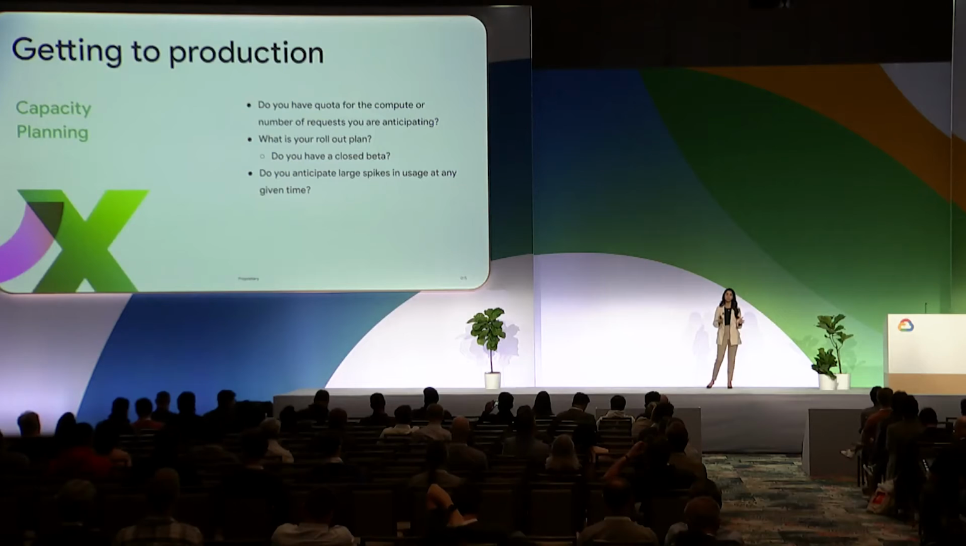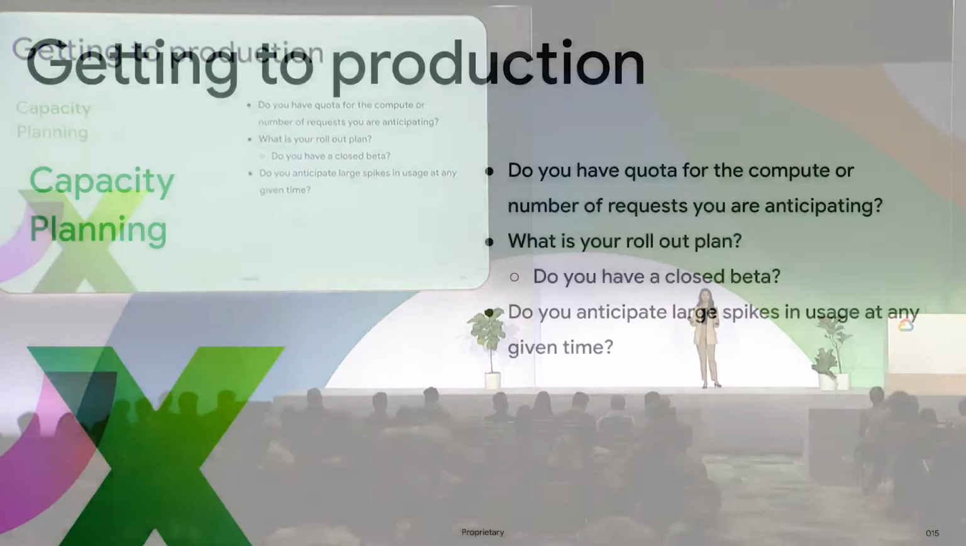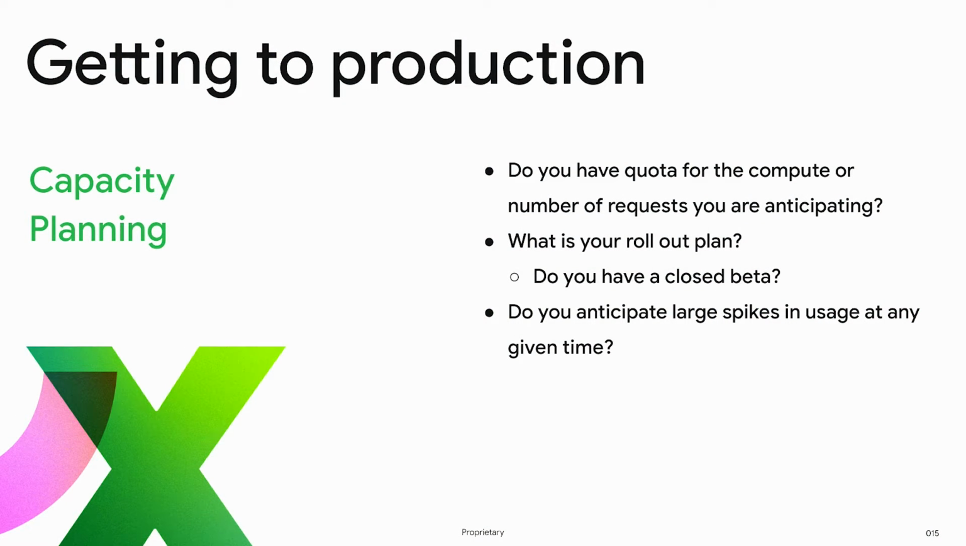Next point is capacity planning. This one's pretty self-explanatory. We all know that when spikes happen, you need to make sure you have the compute to back it up, and compute is not easy to get these days. So make sure you're planning for that ahead of time so you don't run into an issue where you're not able to serve your customers.